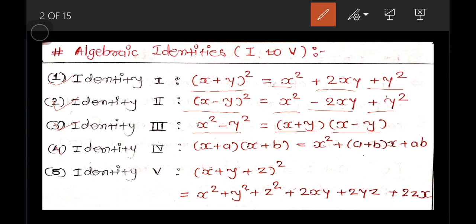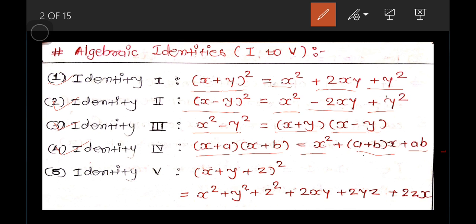The fourth identity is given as x plus a into x plus b. Here two brackets are given: the first bracket is x plus a and the second is x plus b, and both are in product form. We expand it as x square plus a plus b x plus ab. So the fourth identity is, in brackets, x plus a into x plus b is equal to x square plus, in brackets, a plus b into x plus ab.